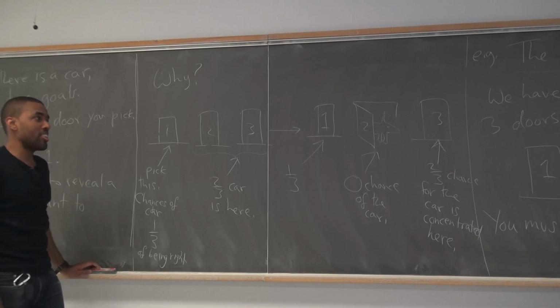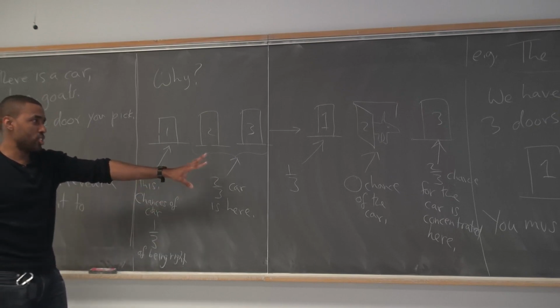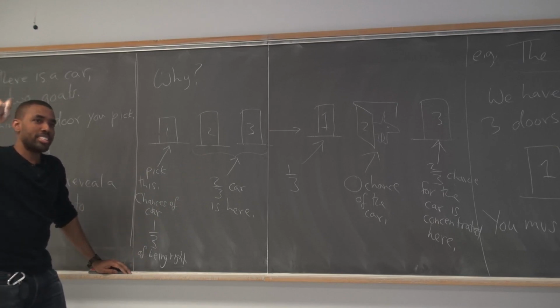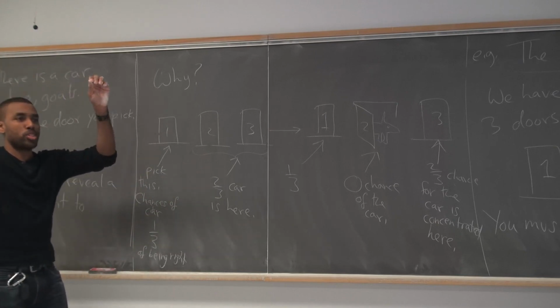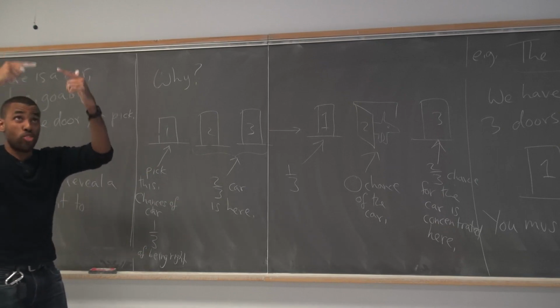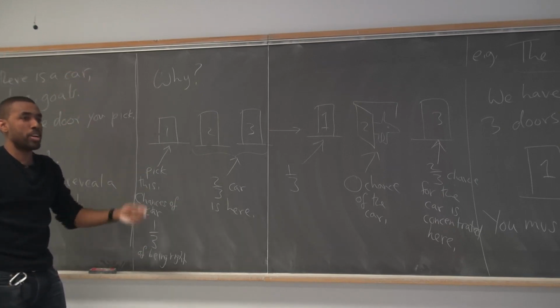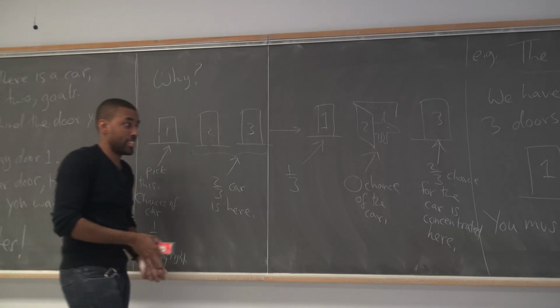Crazy. And it turns out this is the short argument, but you could actually write down all the possibilities. You can say, suppose I pick door 1, but the car is behind door 2. What would happen? You can list all the possibilities, and you realize 2/3 of the time, it's better to switch doors.